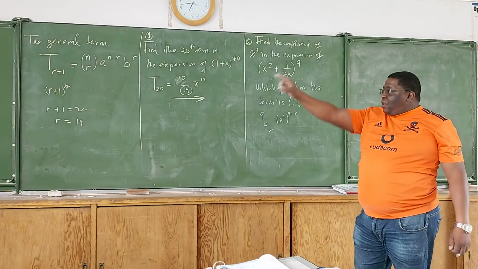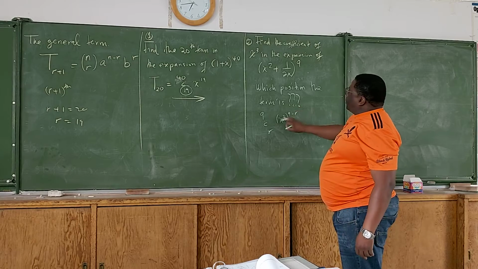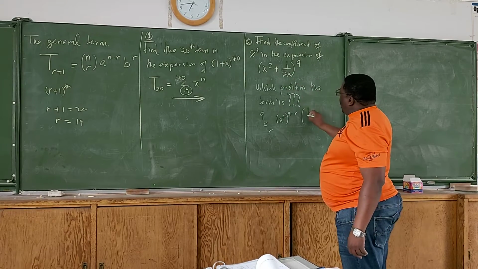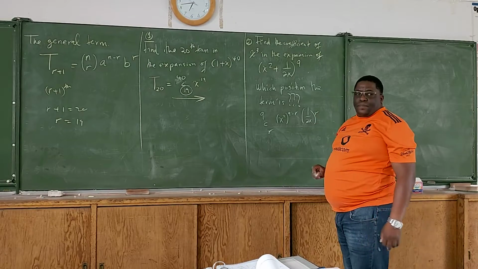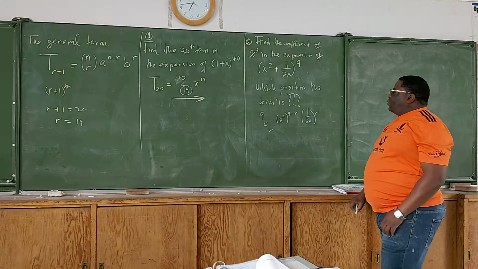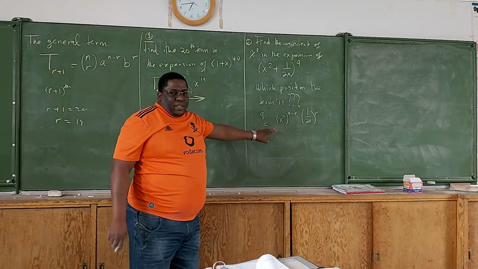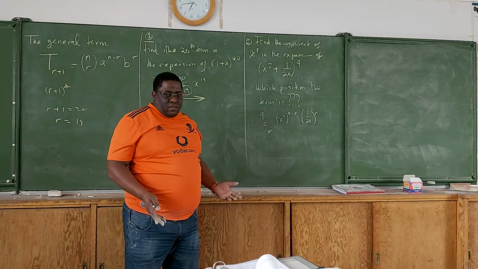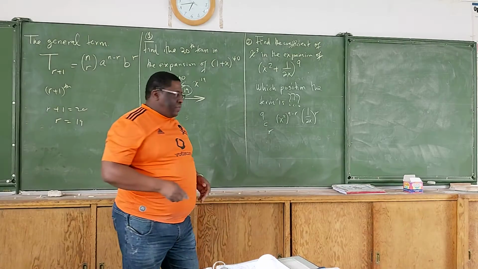Are you with me? General formula, people. Then this one here is going to be 1 upon 2x raised to the r. Is that fine? Now here's the thing. The constant here cannot be calculated, because we don't know what r is. Do you follow what I'm saying? But first I'm going to do a few things.